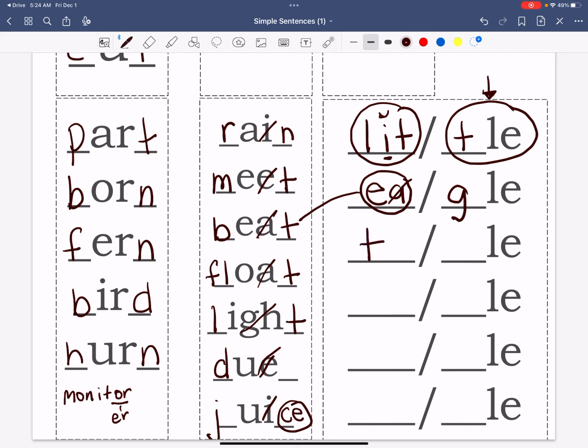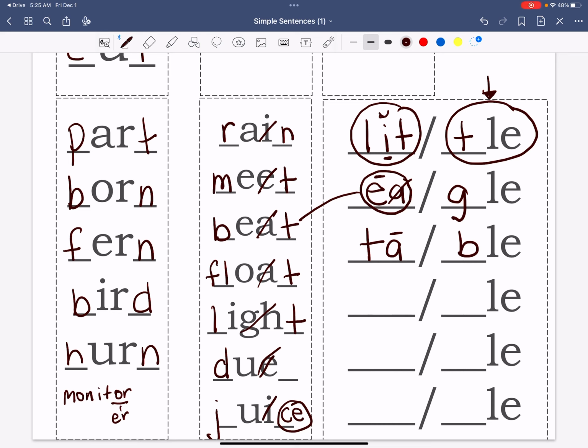Here's an open syllable one. See, the A is at the end of the line break. So the A is going to say its name. So it would be table. Again, we have a long vowel here and we have a long vowel here. Table, they say their name.